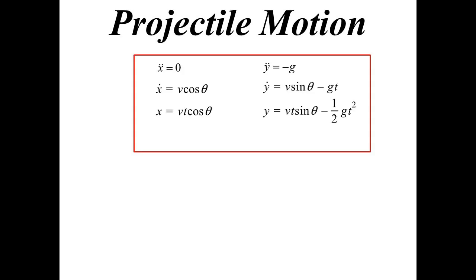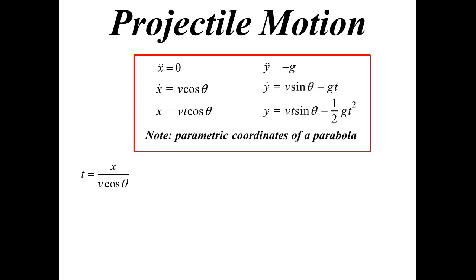Still looking at projectile motion, but now we're going to take a different approach to it. Remember, we started with the accelerations and we integrated, and these became the general formulas for displacement and velocity in both the horizontal and the vertical direction. If you look at the displacement, what we've really got there are parametric coordinates of a parabola. And of course it's a parabola, because we saw that the path of our projectile is indeed a parabola.